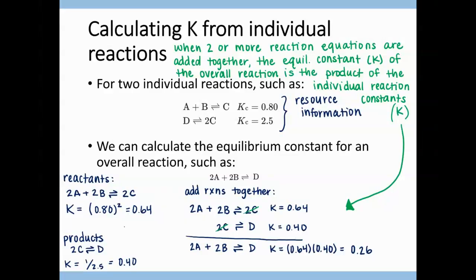Yes. I did the reverse for the second reaction because in our target reaction here, D is on the product side. In the given reaction, D is a reactant. So we need to reverse it to have D on the right side. So we did that here, and that means we had to invert the K.